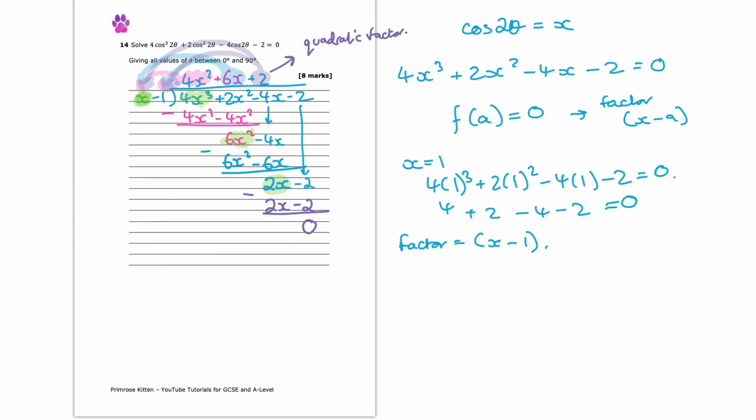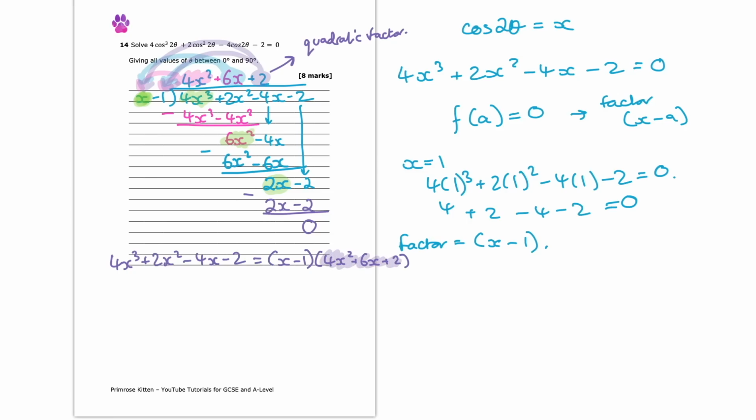So we can then say that this 4x cubed plus 2x squared minus 4x minus 2 can be rewritten as the first factor that we found, the x minus 1, but then times 4x squared plus 6x plus 2. So we've got two factors now, but we want more. We want more factors here, okay? Can we factorise this new bracket that we have just found?